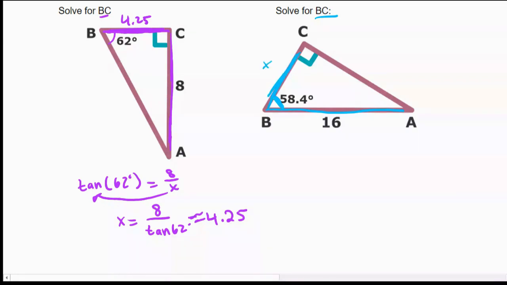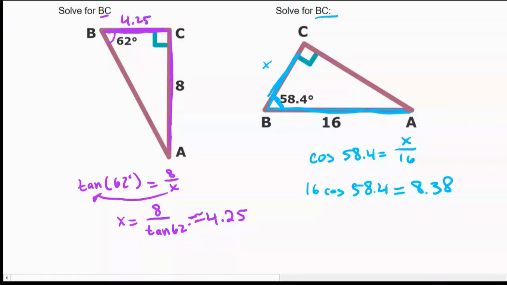So in this case, I'm looking for the adjacent side, and I have the hypotenuse. So I'm going to say cosine of 58.4 equals the adjacent over the hypotenuse. I multiply both sides by 16. I plug in 16 times cosine of 58.4 into my calculator, and that gives me my value of x, which is 8.38-ish for side BC.